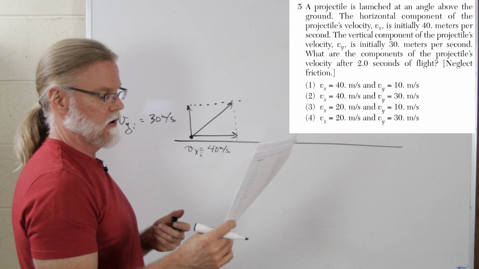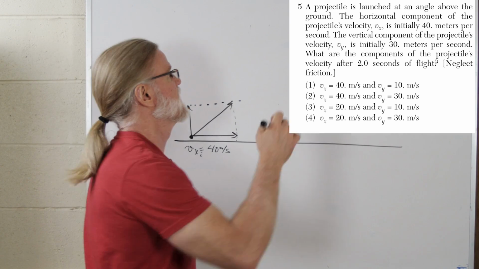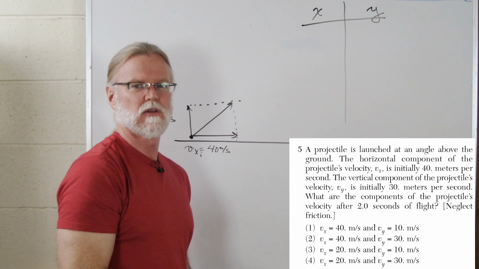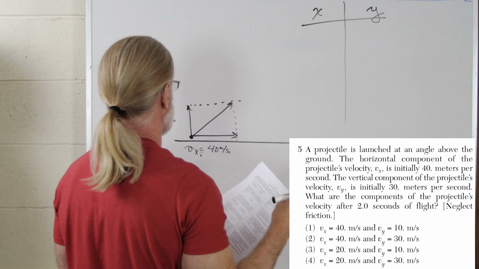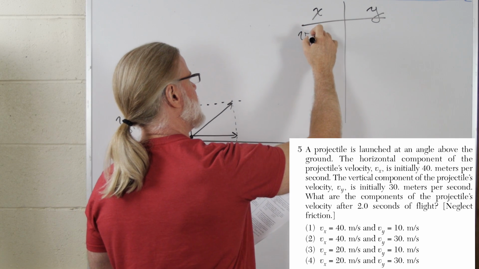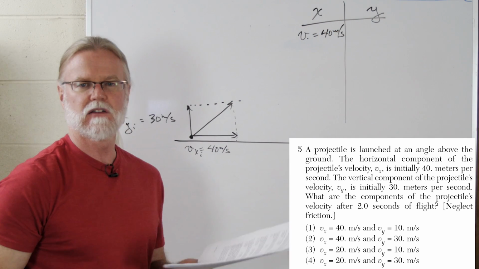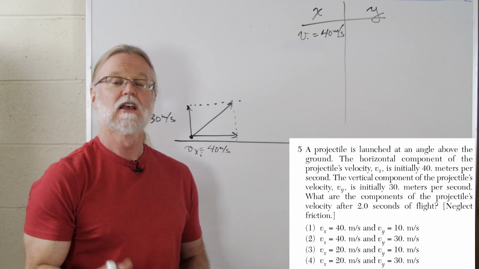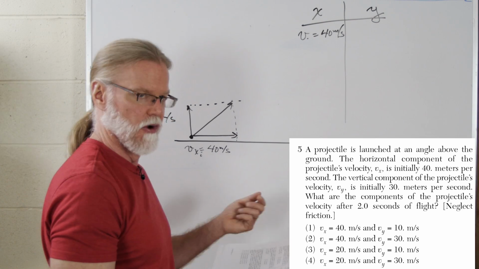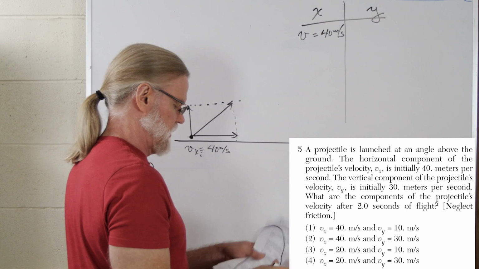What are its components 2 seconds later? Okay, so we have an x and y problem. Let's break this into its components. Let's make a t-chart so we don't have to carry a bunch of subscripts around. Well, the velocity in the x direction is going to be constant, because there are no forces in the x direction. Since there are no forces in the x direction, there are no unbalanced forces, so it's a constant velocity. So that's going to stay at 40 meters per second.